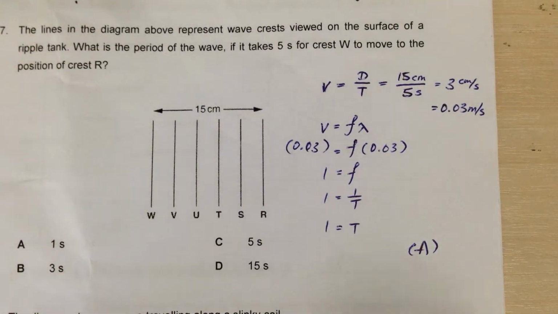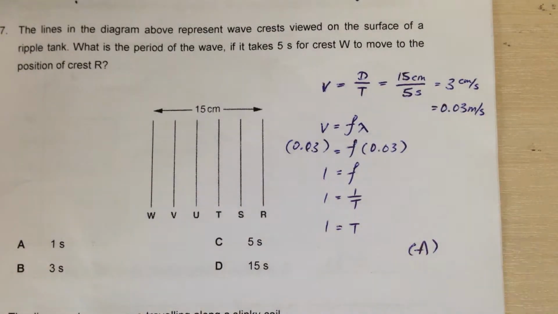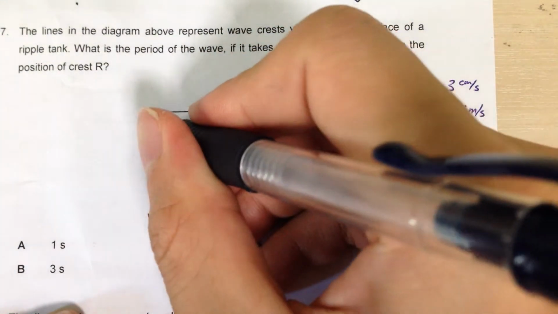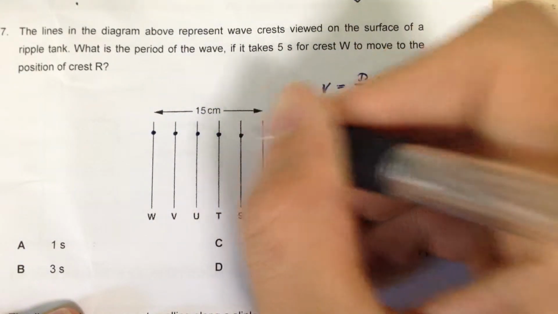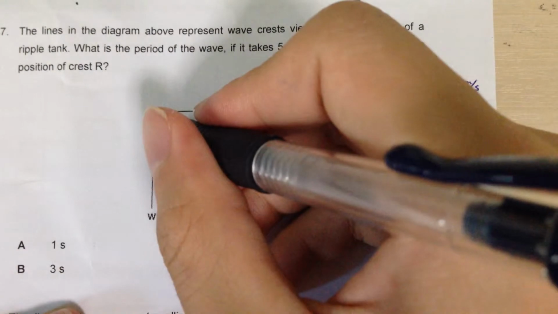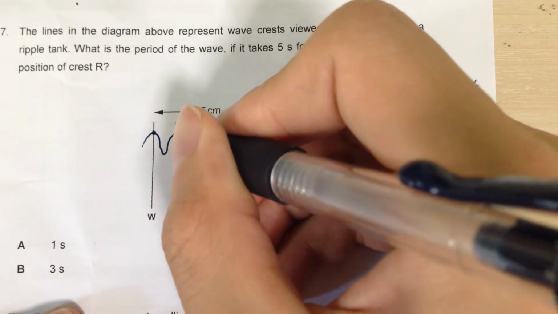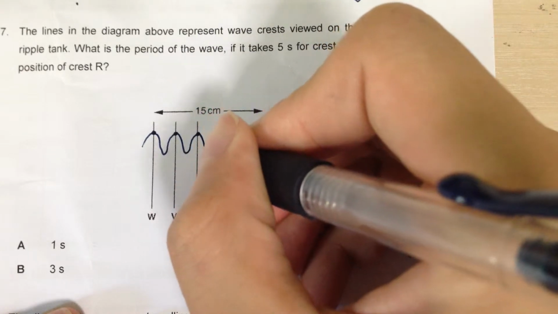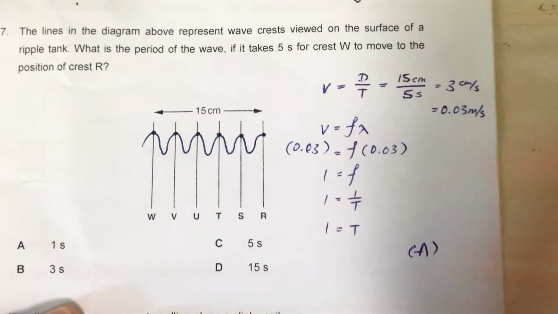Question 17, like I said, there will always be one question on wavefronts. What you are seeing here are wavefronts. Wavefronts are imaginary lines joining the peaks of a wave, meaning that every wavefront is a point of the crest. So if you imagine that this is a wave, it looks like that. Okay, every line represents a peak.